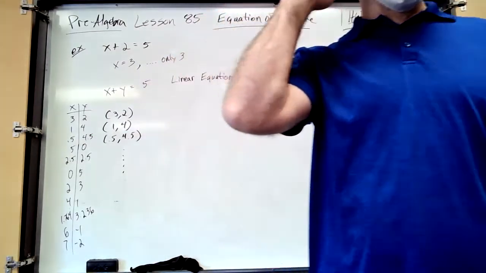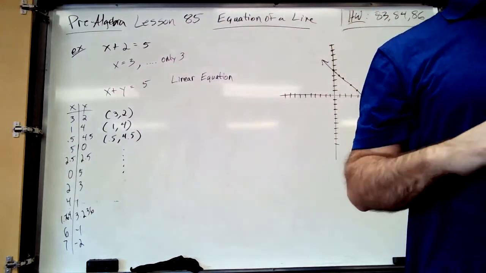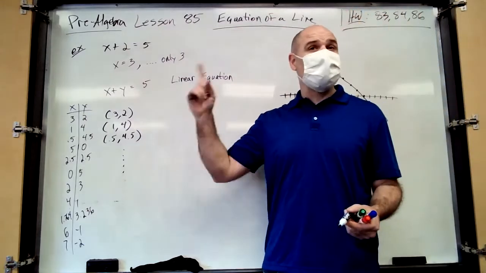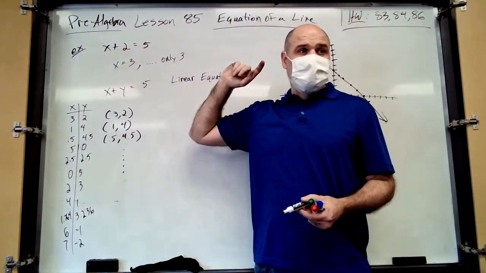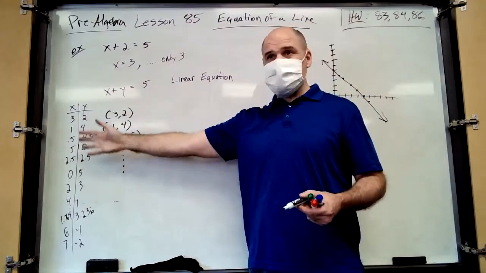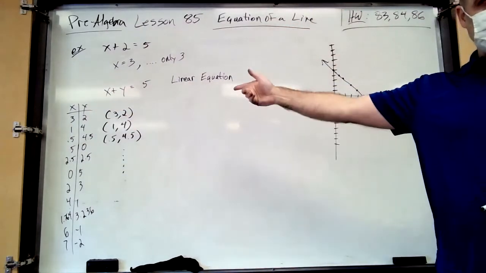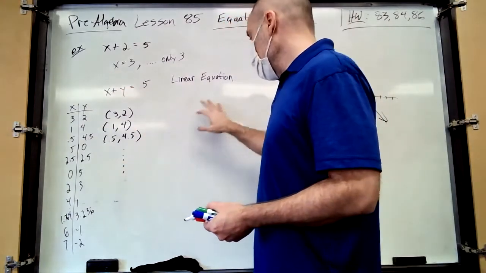Guys, on one of your tests coming up, when I say that, you should really listen. You're going to be asked to graph a line, and you're just going to be given an equation. So you have to come up with some x's and y's that make it true and then graph those points. Do you see the process? Pick some x's and y's that make that 5 and then graph it.